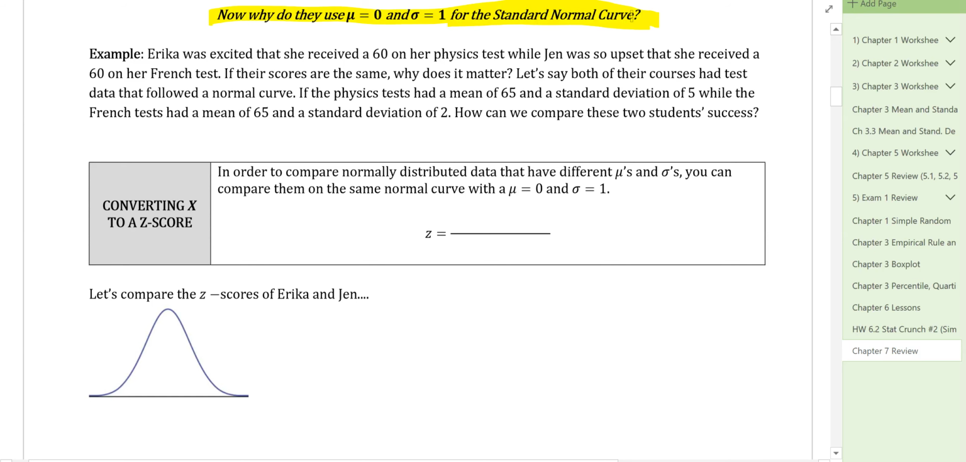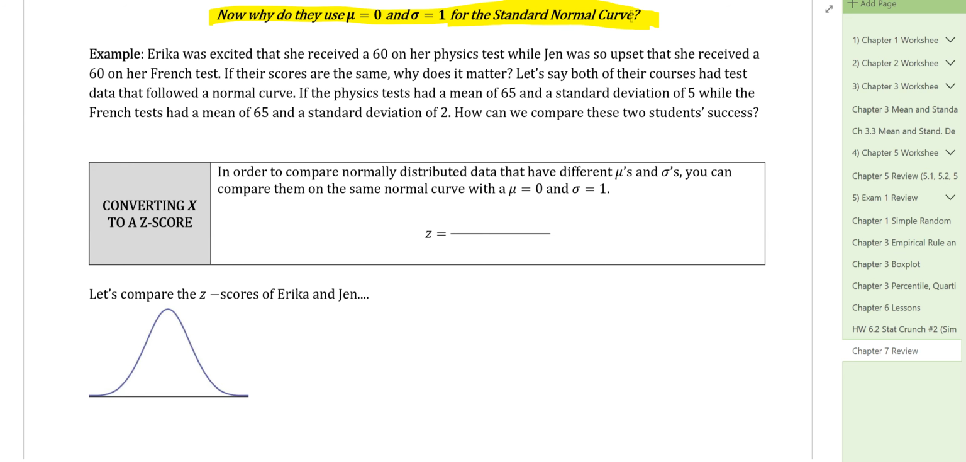So let's consider the example. Erica was excited that she received 60 on her physics test, while Jen was so upset that she received 60 on a French test. But if they both had the same score, why does it matter? Well, let's say both of the courses had test data that follow a normal curve. The physics test had a mean of 65 and a standard deviation of 5, while the French test had a mean of 65 and a standard deviation of 2. How can we compare these two students' success?